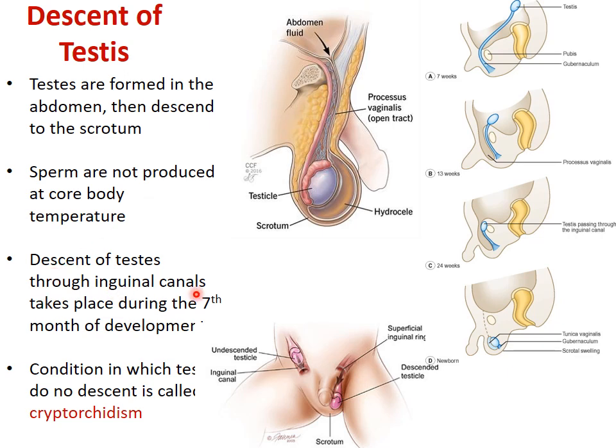Descent of the testis through the inguinal canal takes place during the 7th month of development. The 7th month is the start of descending downward. Then by the end of the 9th month, they come to the scrotum, right? The condition in which the testes do not descend is called cryptorchidism. Cryptorchidism: crypt means hidden, orchid means testis, from the Latin word.